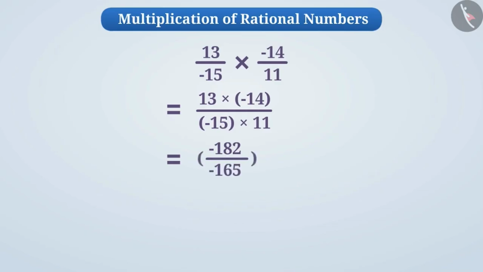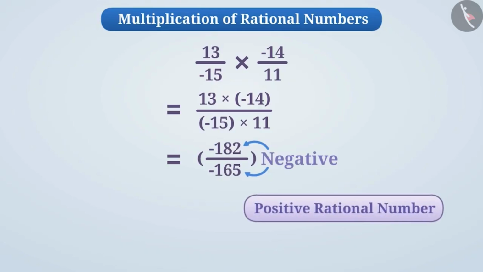The result is the product of the numerators divided by the product of the denominators. That is, minus 182 divided by minus 165. Since the numerator and denominator are both negative, it is a positive rational number. Hence, the result of this multiplication is 182 by 165.